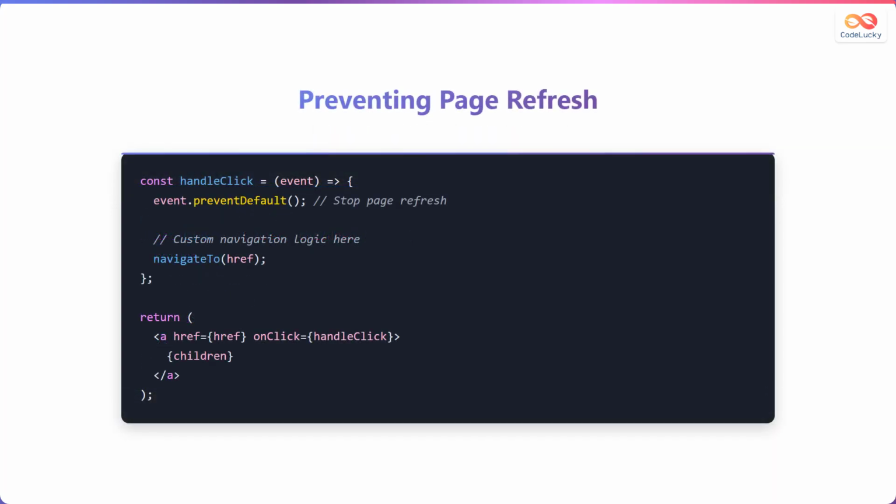To prevent the default page refresh behavior, we need to intercept the click event. Here's how we can do it. First, we define a handleClick function that takes the event as an argument. Inside this function, we call event.preventDefault to stop the default page refresh. Then we can add our custom navigation logic, such as a navigateTo function, passing in the ref. Finally, we attach this handleClick function to the onClick event of the anchor element.